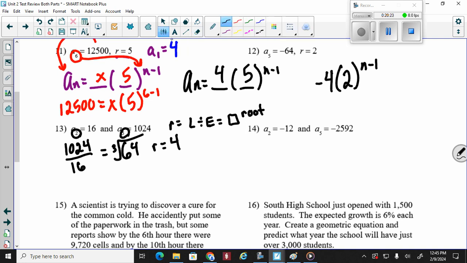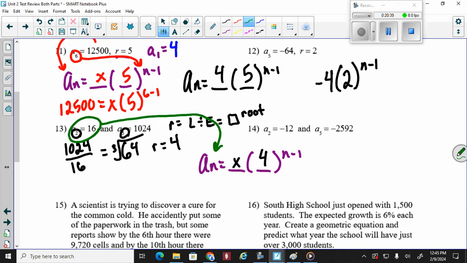Now I need to find my first term. So now I'm going to do a of n is equal to something, parentheses, something to the n minus 1 power. I just found my r, it's 4. I need to find my first term. I'm going to use the smaller of the two numbers and put 16 here. So 16 is equal to x times 4 to the 2 minus 1 power. Okay, again, 2 minus 1. I got to write it over here. That becomes 16 is equal to 4x, because 4 to the 1 is the first power. Divide by 4, and I get x is equal to 4.